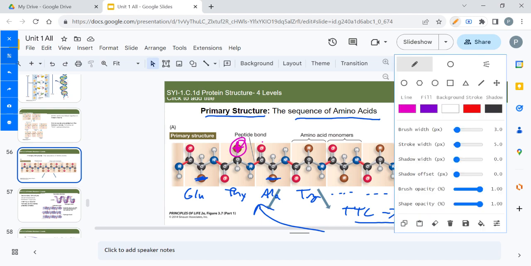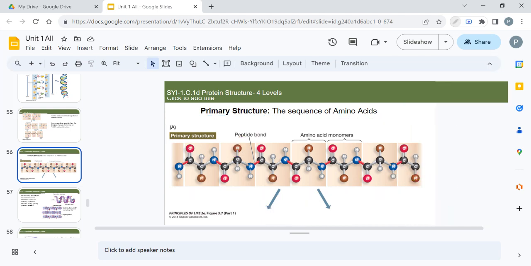All right, that's all the primary structures. It's just the order in which the stuff shows up. Nothing really interesting.